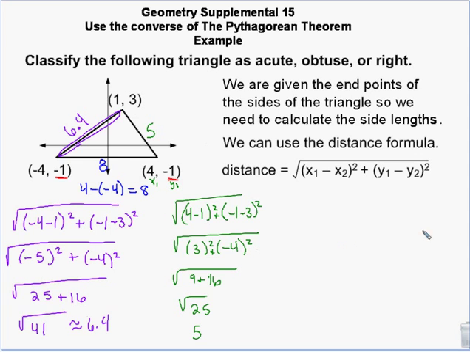Now I have the 3 lengths, and then I can determine if this triangle is right or acute or obtuse. So I have 5 squared plus 6.4 squared.